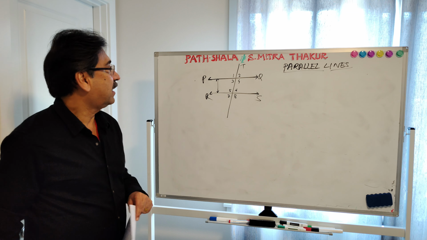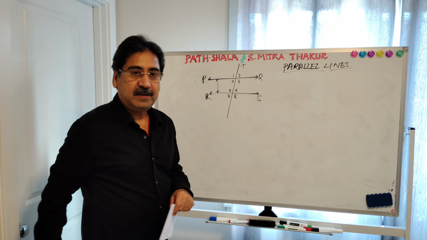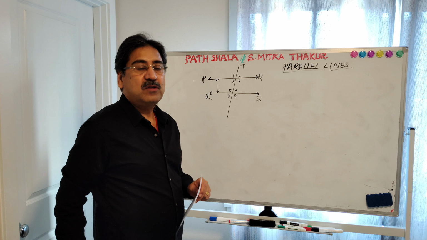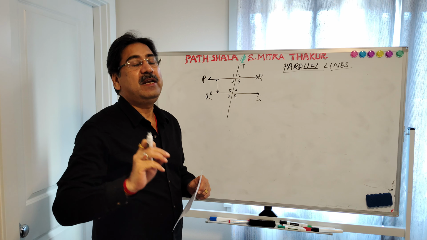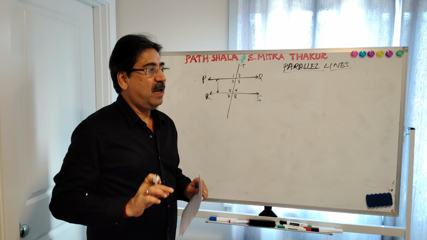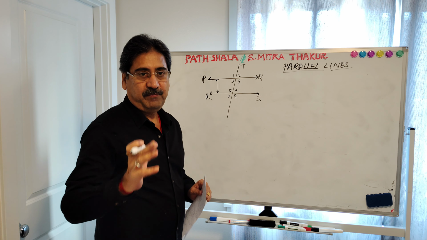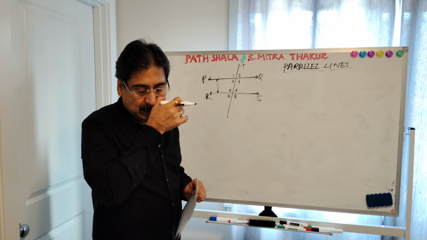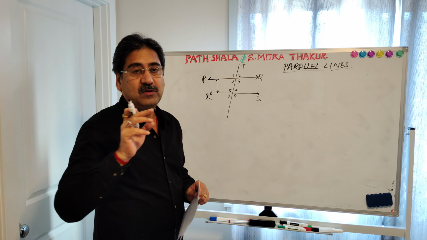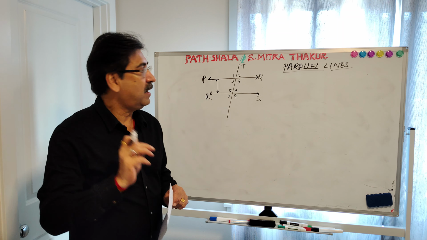Today we will take the class on parallel lines, right? So what are parallel lines? Two lines are parallel when they never meet, right? Just like a railway track, the two tracks never meet. In these conditions, these two lines are called parallel lines.